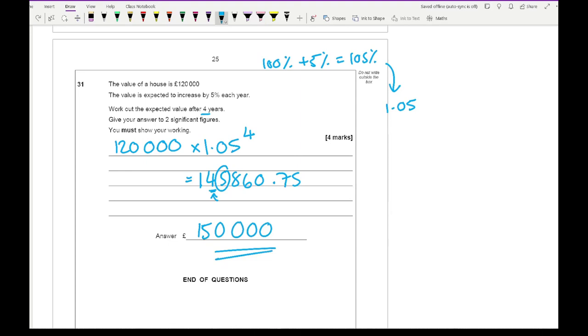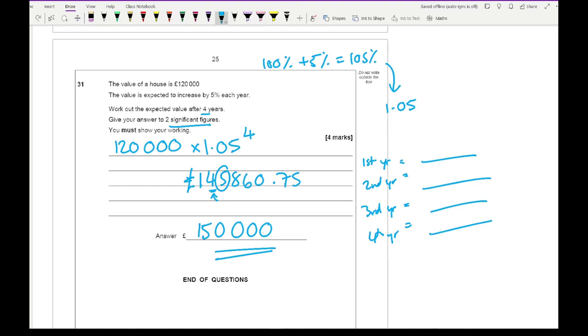Now, if you were to work out the full 5% each year and just did it in four stages, so you said after the first year, then the second year, third year, fourth year, then that would be absolutely fine. It's just going to take you a lot longer to answer the question, whereas if you just wrote this line down, wrote down the final answer, and then rounded up, and again, make sure you do round up to two sig fig, otherwise that will cost you one mark.